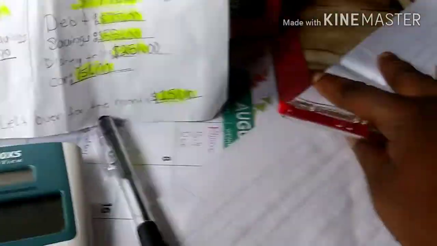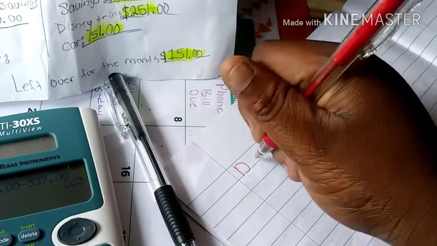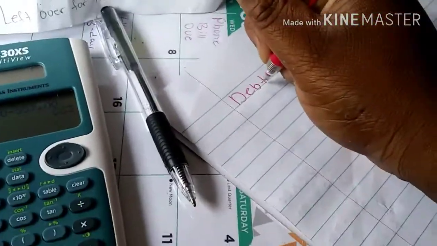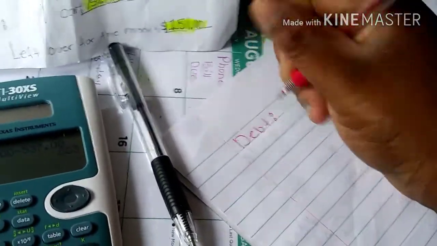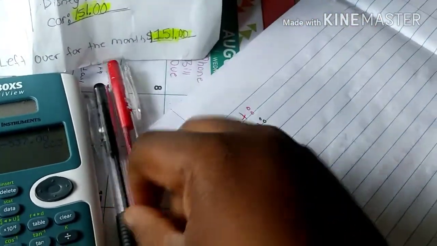So now I am going to add my debts up from July, which is $40, and my savings, which is $60, and I am going to write those down inside of my notebook.